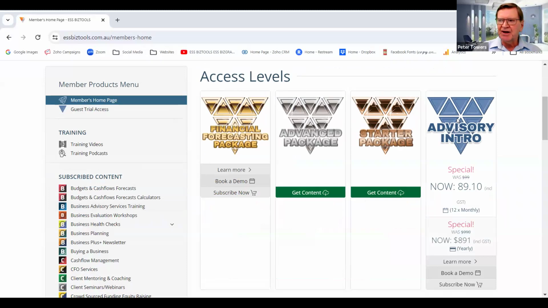starting on the right hand side, advisory intro, and the starter package, the advanced package, and the financial forecasting package. Now, everything that's included in advisory intro flows into the starter package, everything there flows into advanced, and so obviously the financial forecasting package has everything that the previous three packages have got, together with some fantastic additional material to assist those subscribers to deliver real virtual CFO services.